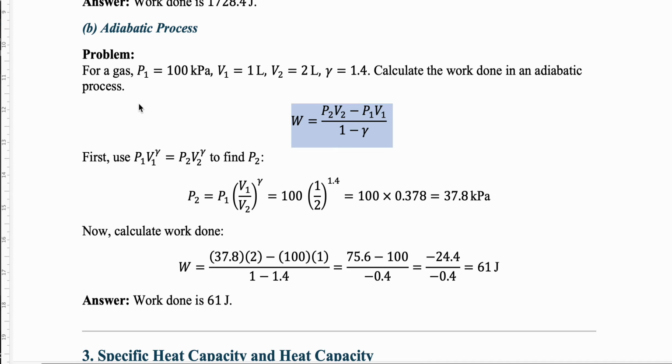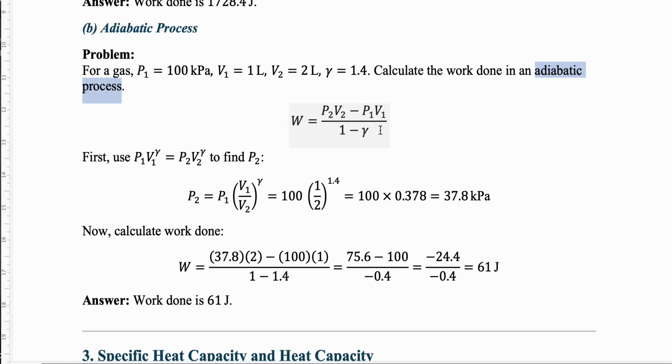If you look into the question, it says that pressure is given, volume is given, the final volume is given, and the specific heat ratio is given. You have to calculate the work done. But if they don't mention whether it is an adiabatic process or not, you might be a bit confused. But they have mentioned it is an adiabatic process, so straight away use this relation.